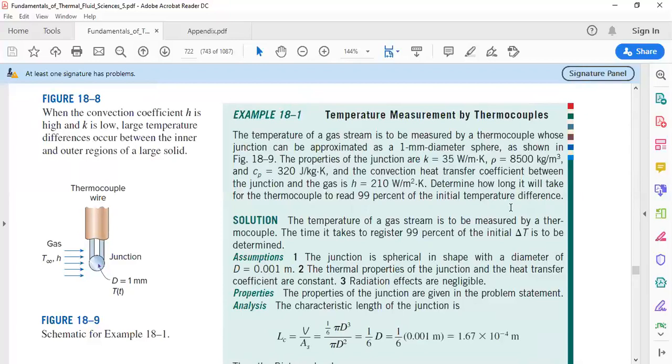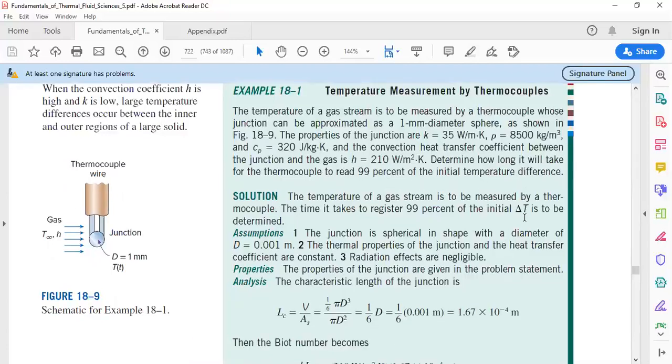Determine how long, so it means the time. We need to specify the time. So we take the natural logarithmic form of the equation that we mentioned to you in the slides. Determine how long it will take for the thermocouple to read 99% of the initial temperature difference.